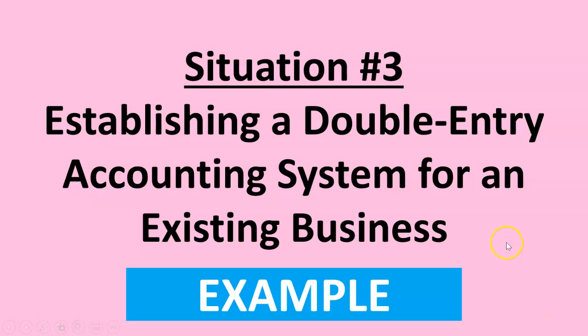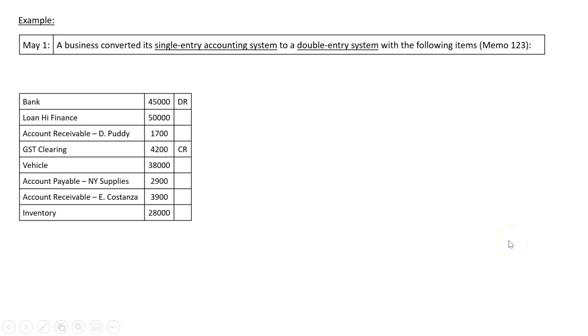Let's do an example of the third situation when we might need to use a memo, which was establishing a double entry accounting system for an existing business. If you're struggling to understand what that is, look at the previous video where we spoke about what the purpose of it was. But here we're just going to take an example, and we're going to say on May the 1st, a business converted its single entry accounting system to a double entry system with the following items, memo 1, 2, 3.